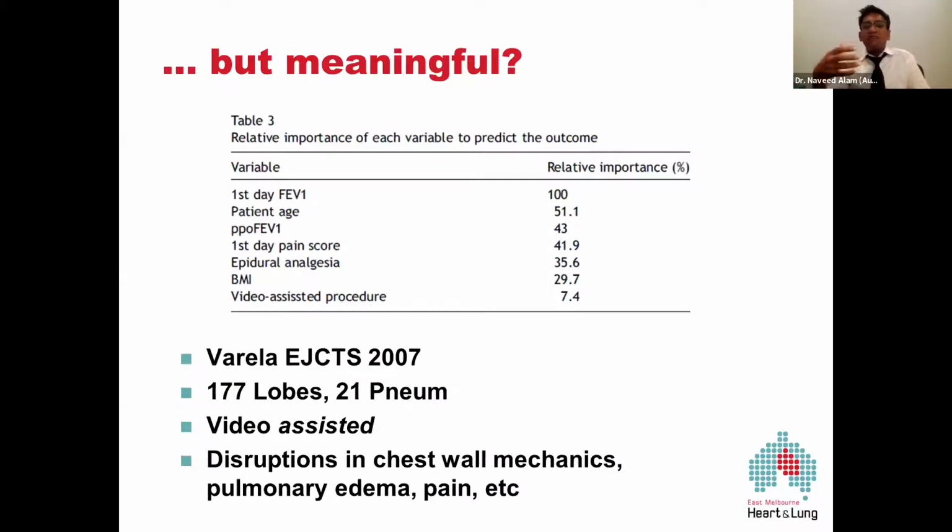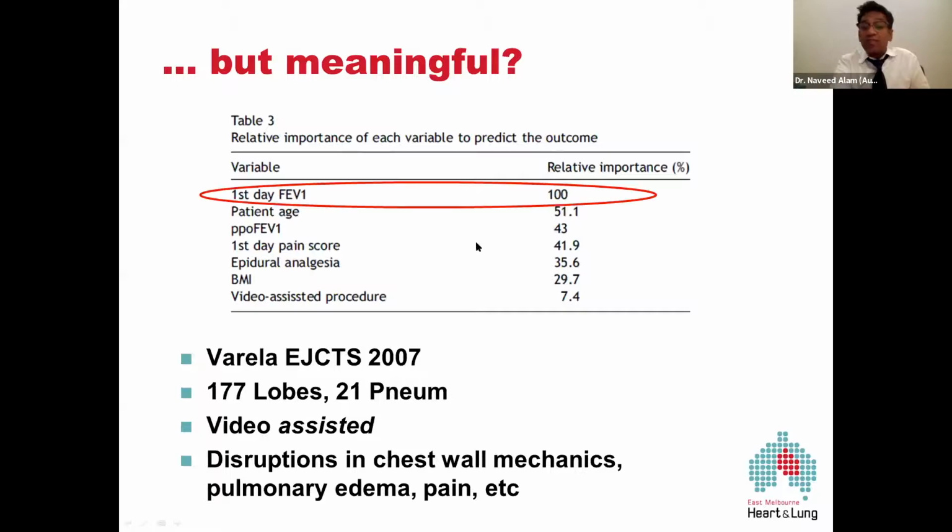So if we look at even a little bit more in depth, this same group looked a little more closely at their patients. They said, let's look at different variables that predict outcome. And what they noted was that the most important thing was actually that first day FEV1, that how low the patient's FEV1 was on that postoperative first day was actually the single most important determinant of whether or not they were going to get morbidity or mortality from their thoracic surgery. Now, there's a few things that are interesting here. Patient age, sure. One thing that's interesting is the use or disuse of a video-assisted procedure was not particularly important.